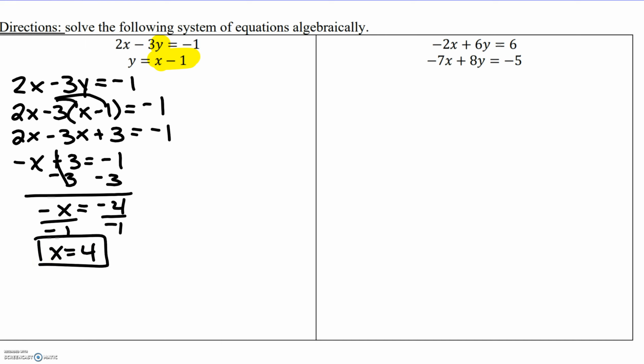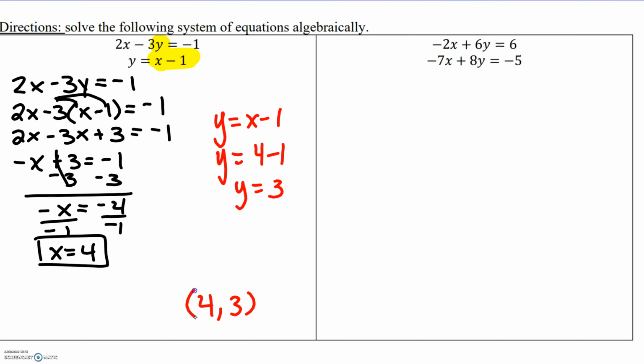Once you have an x value, you have to go back and find the y value because you're looking for a point of intersection. So I'm going to sub into the bottom equation because it's already easier and isolated. So our x we said was 4. 4 minus 1 is 3. So our solution or point of intersection is 4, 3.